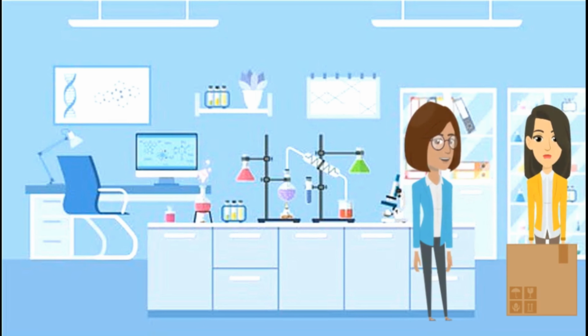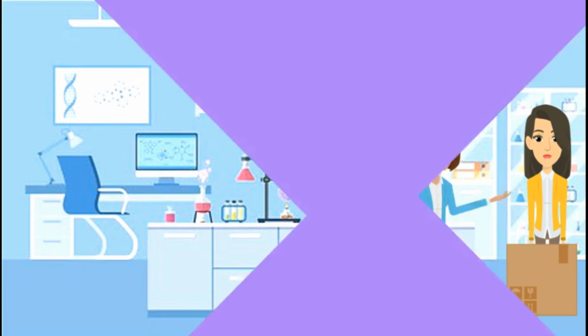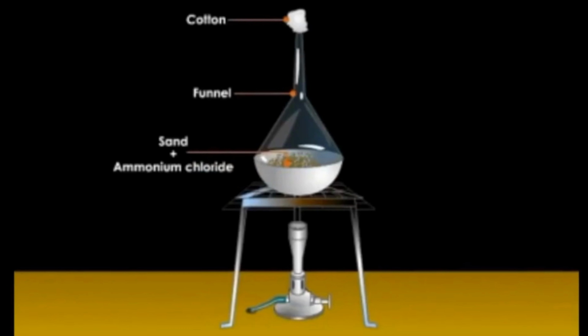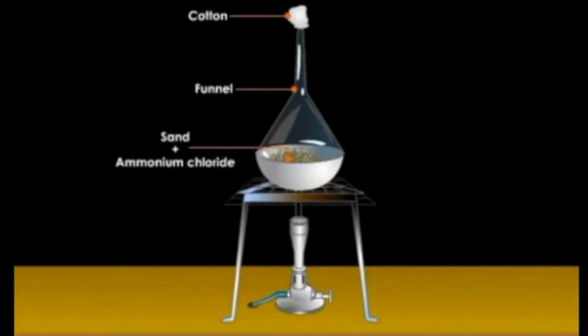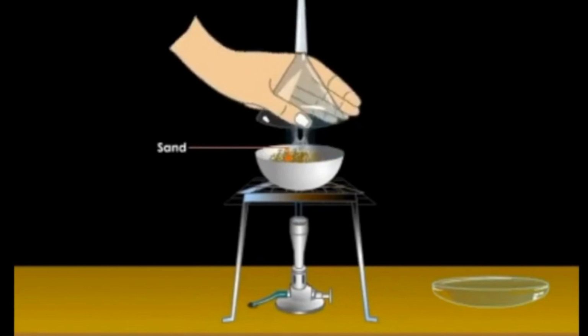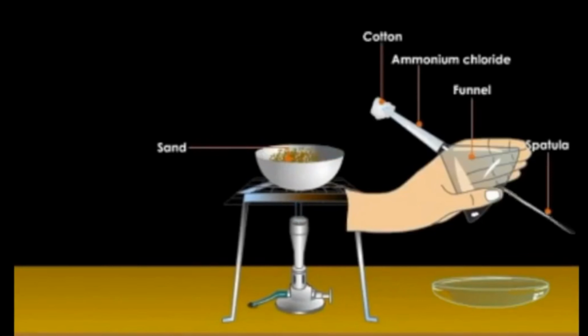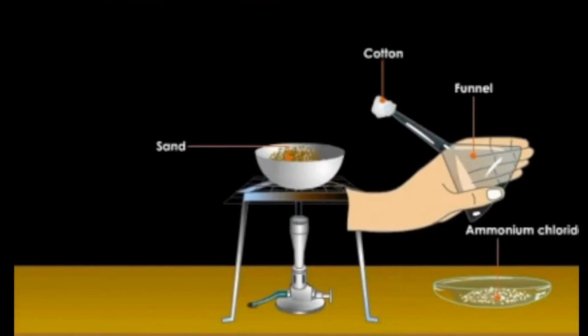It's all okay. Don't worry. I will show you. Priya sets up the apparatus for sublimation. All you need to do is to heat the mixture in the apparatus. As you heat the mixture, ammonium chloride starts sublimating and gets deposited in the funnel while the sand stays behind. And now the mixture is separated.